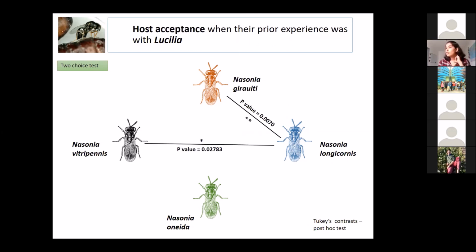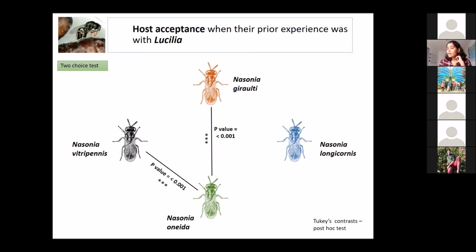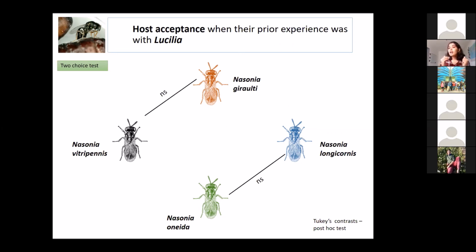Then I did the same for the host acceptance trait when their prior experience was with Lucilia. As you could see here, Nasonia longicornis, which is a specialist, differs from Giraulti, which is also a specialist, and also differs from a generalist species, Vitripennis. Again, Oneida differs from Vitripennis and Giraulti. To make it simple, the combination of Vitripennis and Giraulti are similar. I mean, the effect of this trait when their experience was with Lucilia is similar for these species, and for this species combination, and the other species were significantly different.